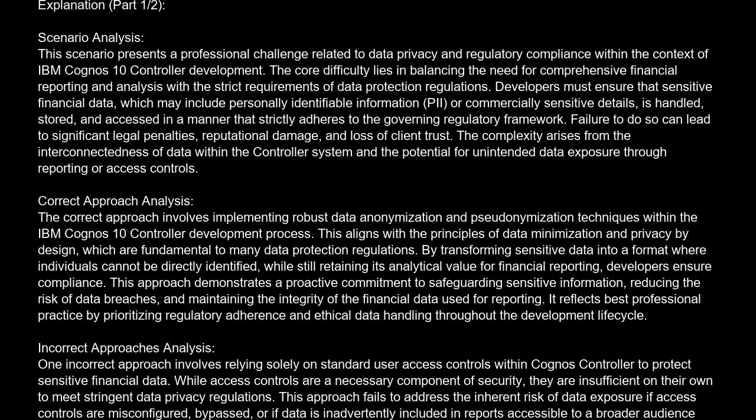Another incorrect approach is to exclude sensitive financial data entirely from reporting and analysis within Cognos Controller.